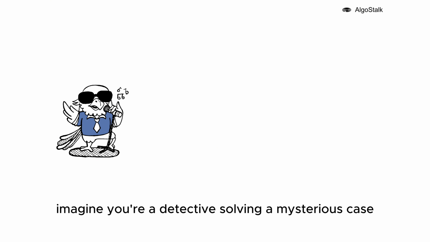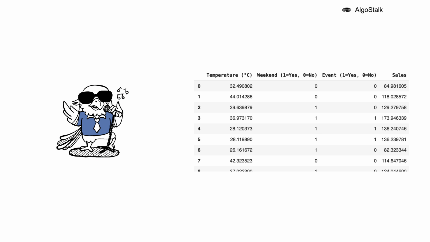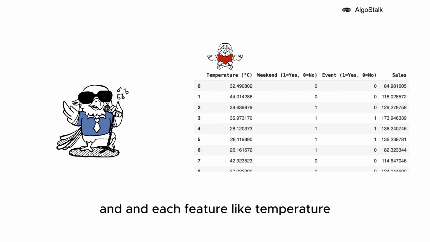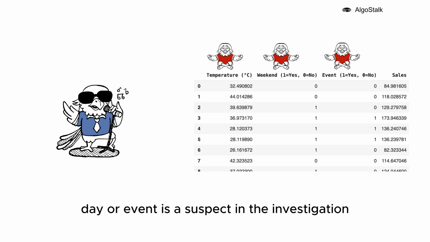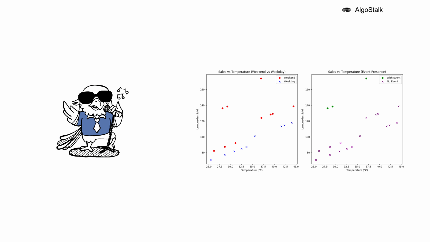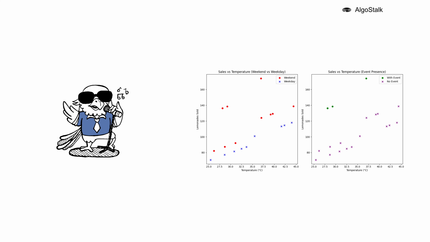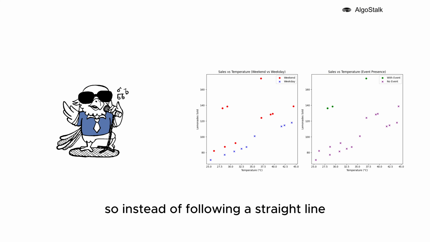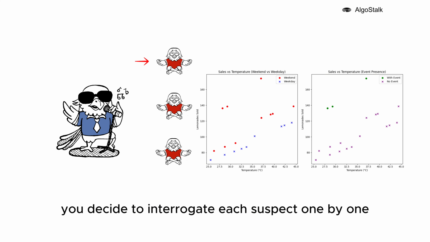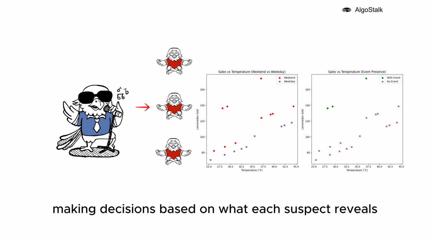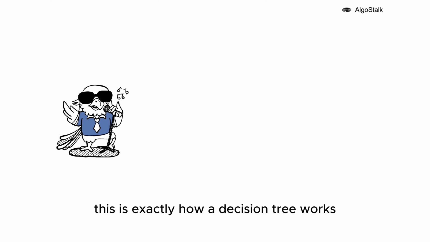Imagine you're a detective solving a mysterious case. Each observation you gather is a clue, and each feature, like temperature, day, or event, is a suspect in the investigation. But the clues don't form a simple path, they're scattered, and each suspect could lead you in different directions. So instead of following a straight line, you decide to interrogate each suspect one by one, making decisions based on what each suspect reveals. This is exactly how a decision tree works.